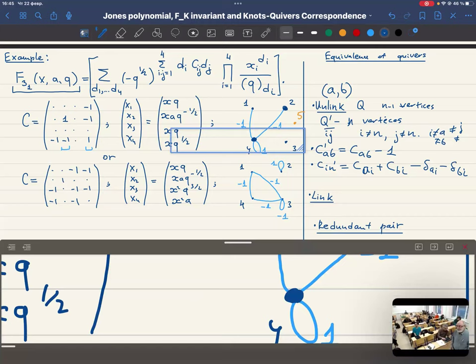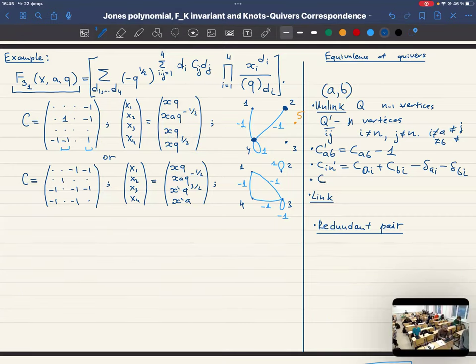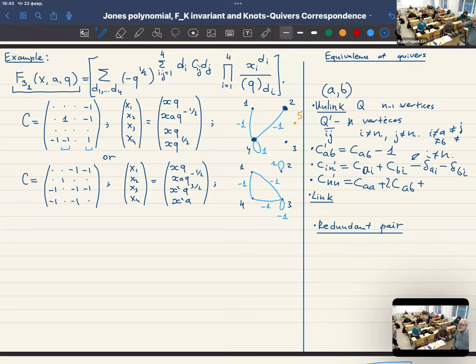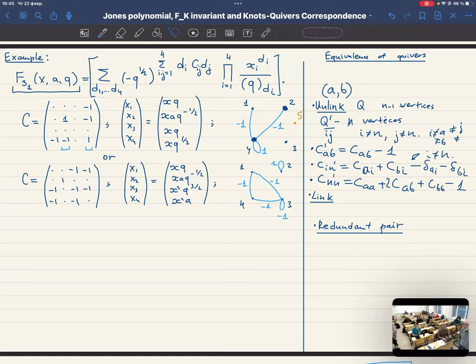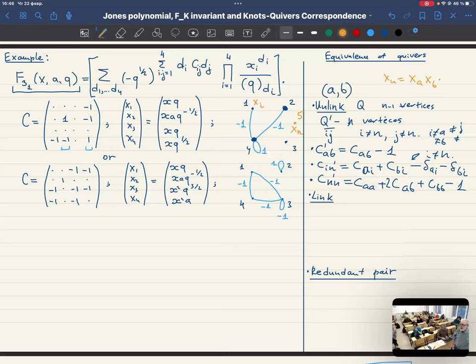So another rule is, in this rule i shouldn't be equal to n, but if i is equal to n, then it's the following. And these are all the ways we should change the matrix, but we also need to change the entry, which we almost will not change. So in all the vertices we had xi, but now we have the new variable xn. So this new variable xn will be just xa times xb times q to the power minus one.